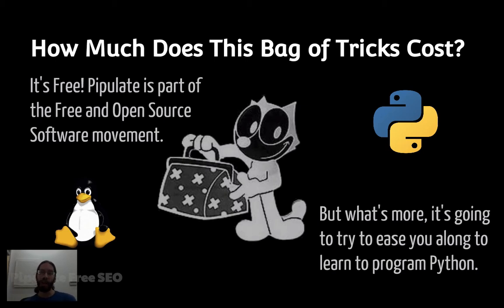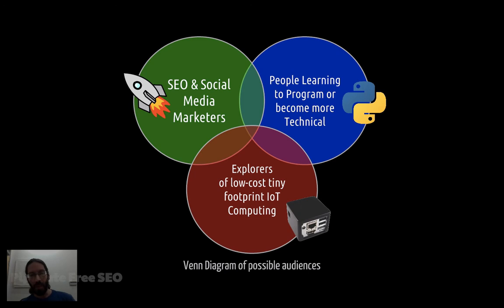What's more, it's going to try to ease you into learning a little bit of Python programming. What? I just wanted SEO metrics monitoring. Well, the Venn diagram of people I expect to be interested in this are a combination of US SEO and social media marketers, influencer marketers, content marketers, that whole mix. And then the people who are trying to get started programming or maybe become a little more technical. Python's the perfect language for that.